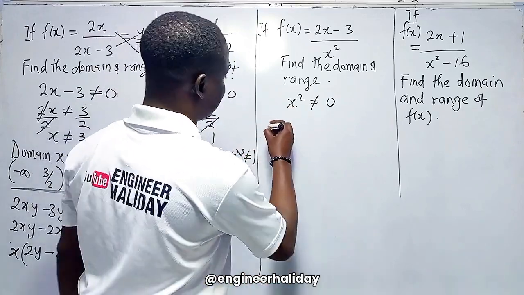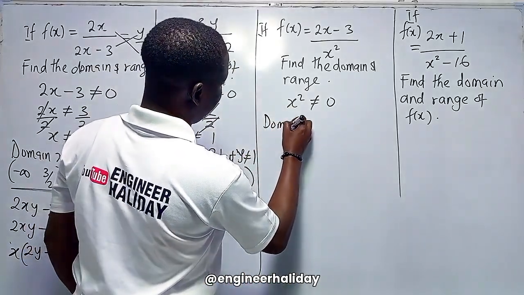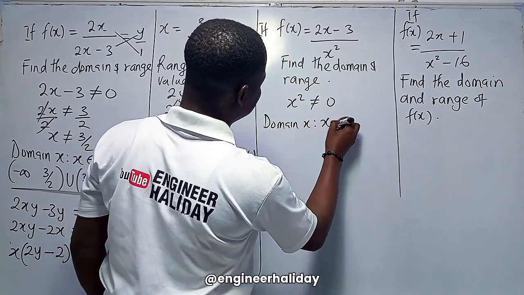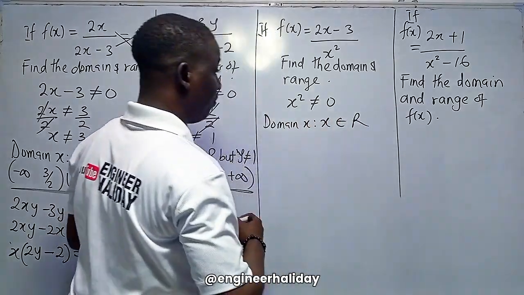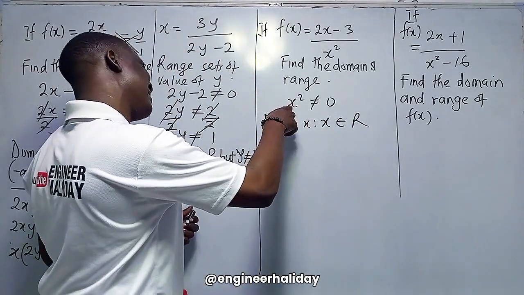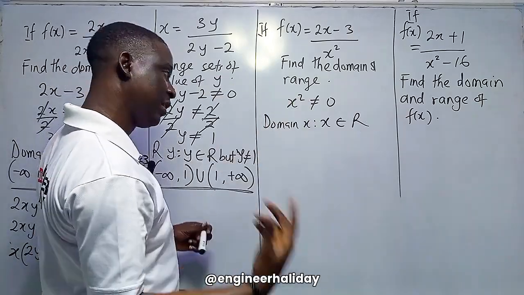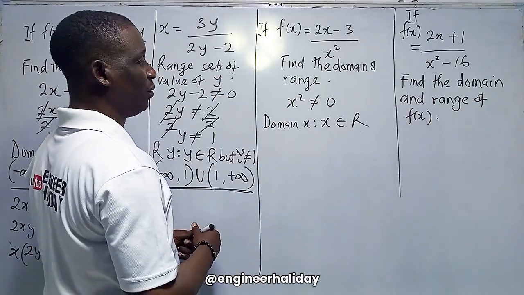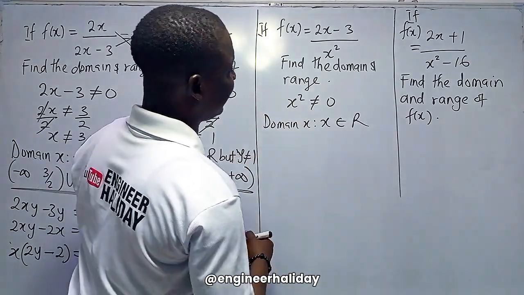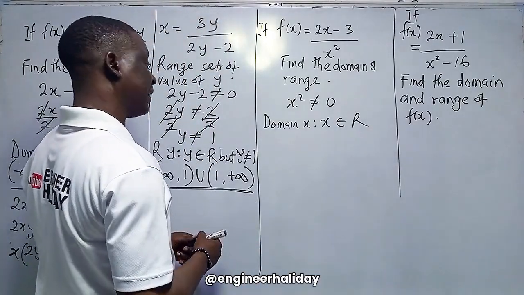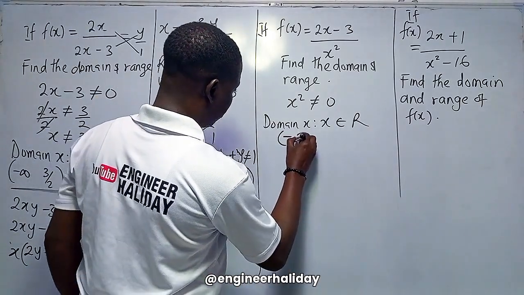In that case, we can say the domain is such that x is an element of real numbers, because any value you put for x here, because of this square, we make it positive. Therefore, x squared can never give you 0. So it's all real numbers, which is what?